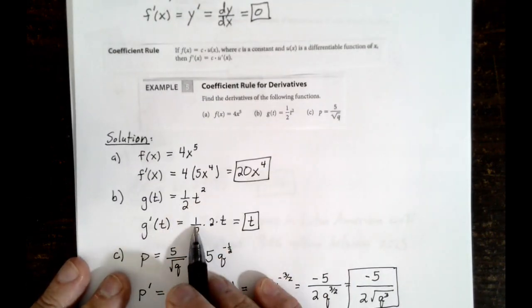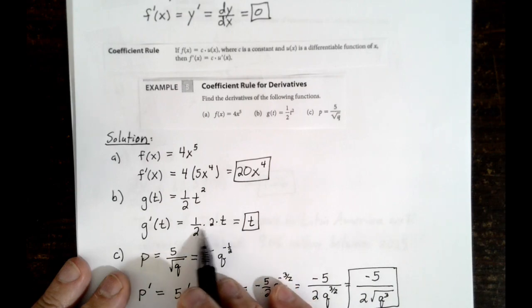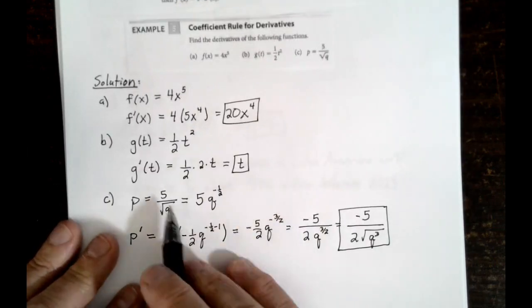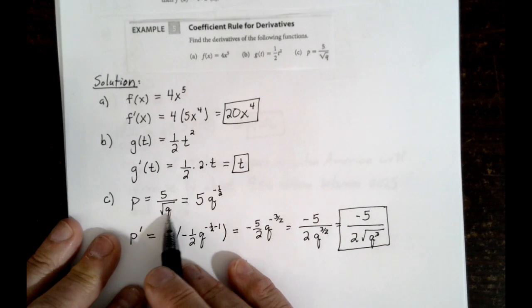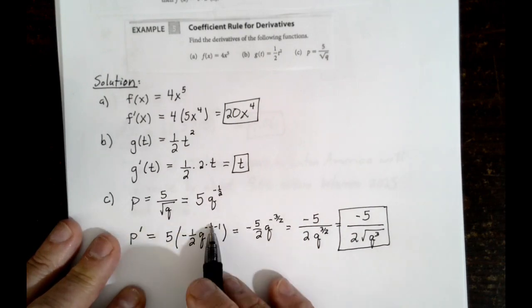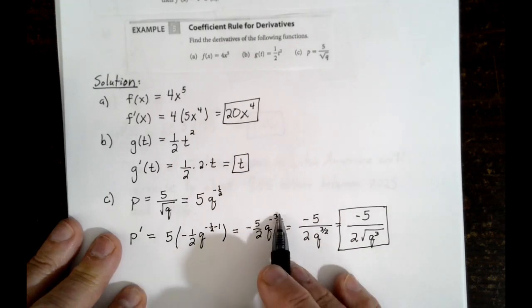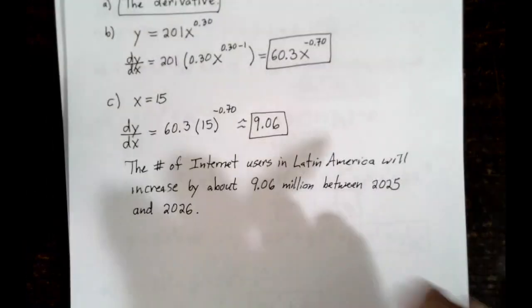1/2 t to the second is 1/2 times the derivative of t to the second, which is 2t. And 1/2 times 2 is just 1, or 1t, so it's just t. 5 square root of t is 5 over the square root of t, which is 5t to the minus 1/2. So the 5's out front, you bring the minus 1/2 out front and subtract 1. And when you clean this up, you're going to bring that downstairs and write it as square root of t cubed.